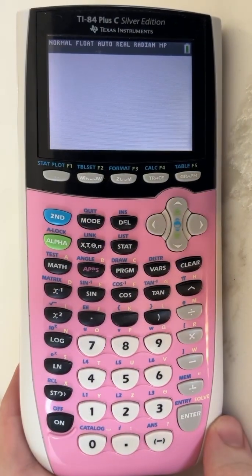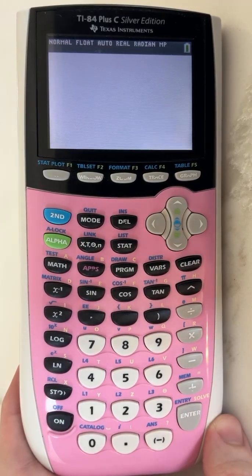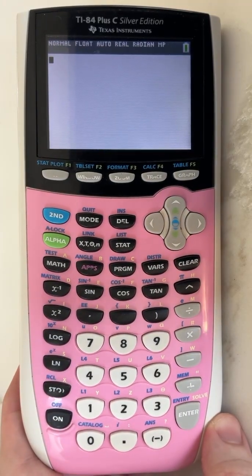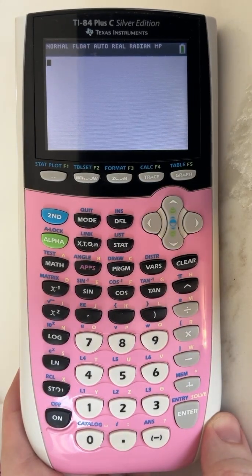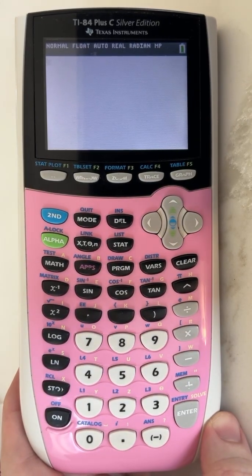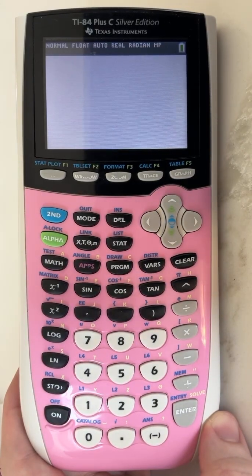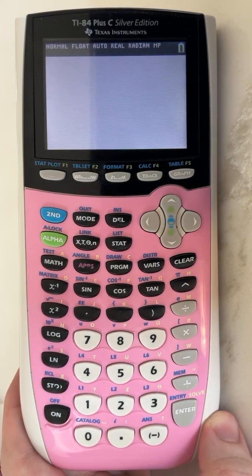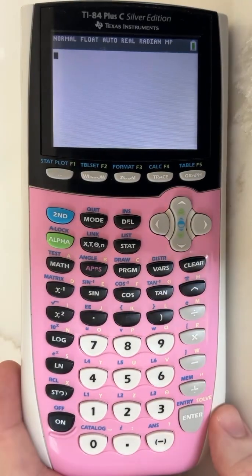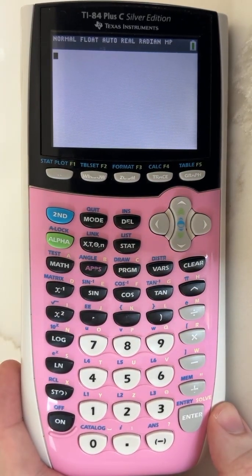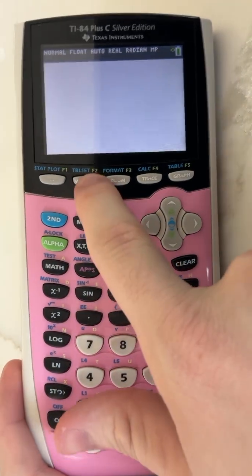Now, as a separate example with the calculator cleared, maybe we'd like to see what the distribution looks like of the weights of adult males in the US, which is normally distributed with mean 200 pounds and standard deviation 35 pounds. Maybe we'd like to draw what it would look like to see the distribution of adult males in the US that weigh 170 pounds or larger. To do that, we'll first set up our window.